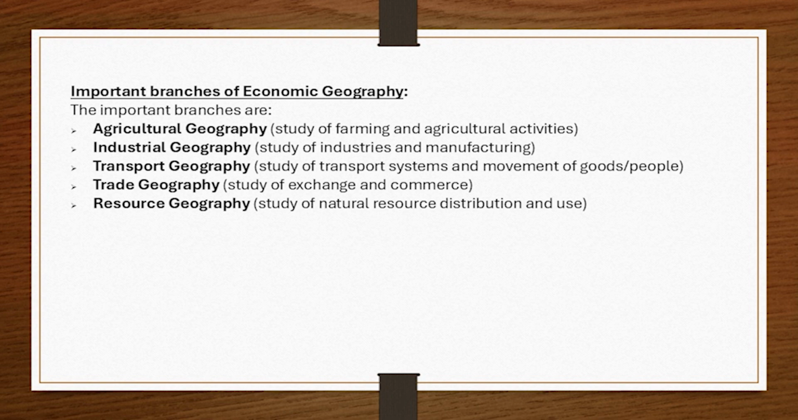The important branches are Agricultural Geography, study of farming and agricultural activities, Industrial Geography, study of industries and manufacturing, Transport Geography, study of transport systems and movement of goods and people, Trade Geography, study of exchange and commerce, Resource Geography, study of natural resource distribution and use.